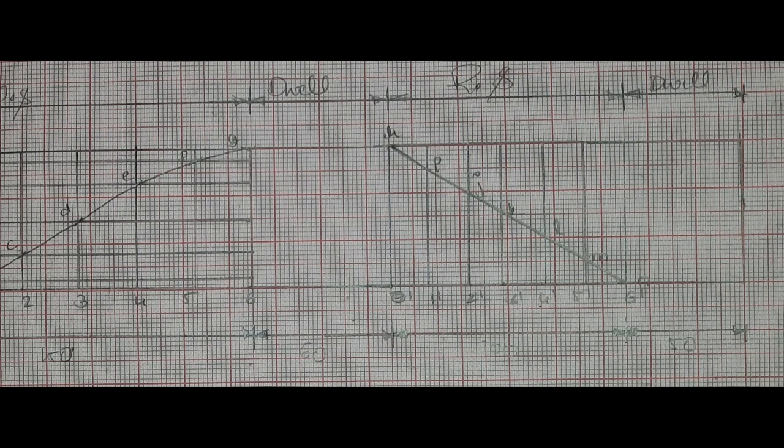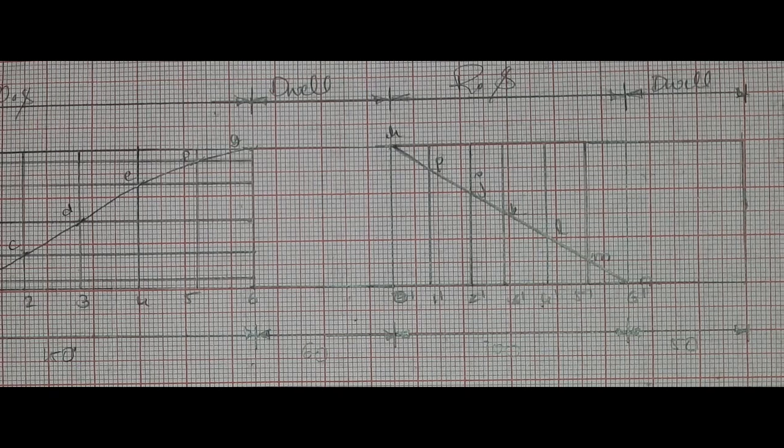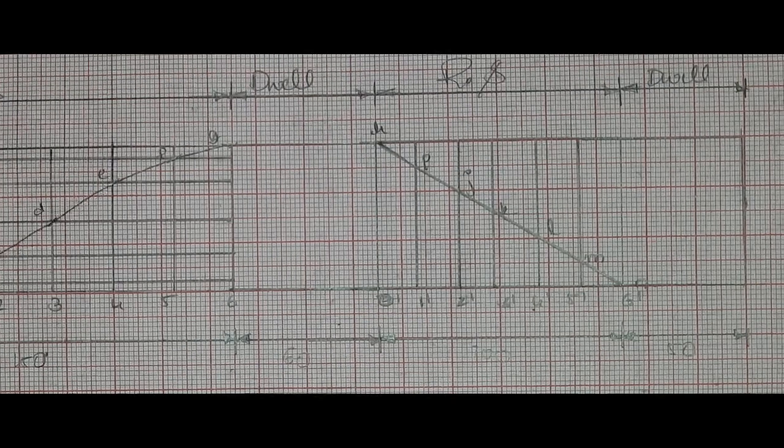Next one is the return stroke. What is the return stroke? 100 degrees. Divided by 6, you are going to get 16.67 degrees. The same thing: 16.67 means it's approximately going to cover 8.5 lines. Mark those 8.5 lines. Next, 0 dash, 1 dash, 2, 3, 4, 5, 6 dash highlighted here.